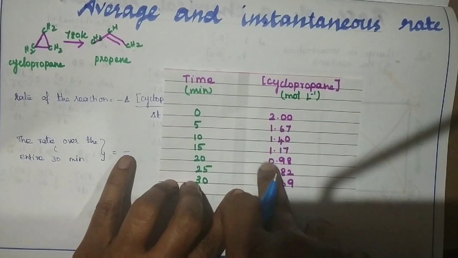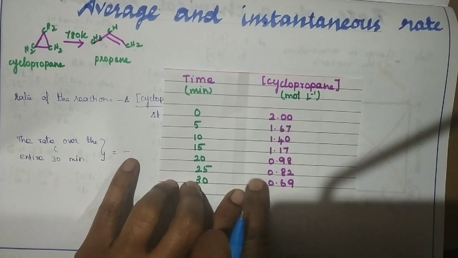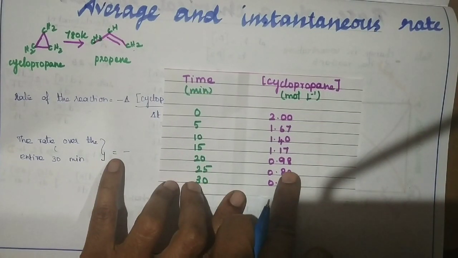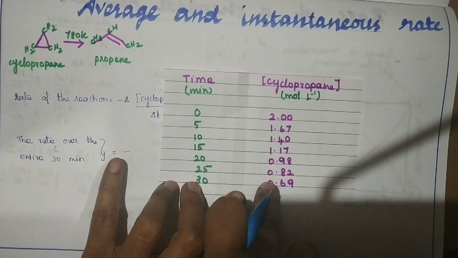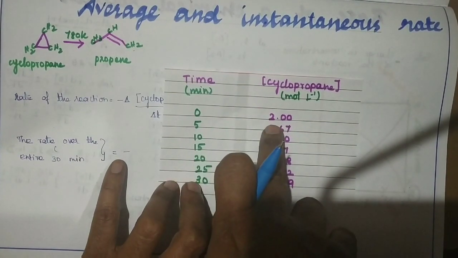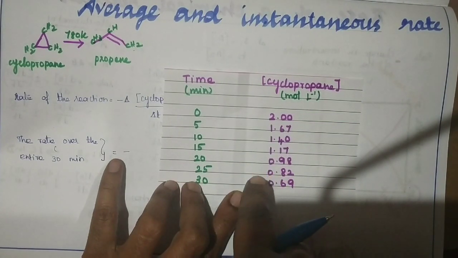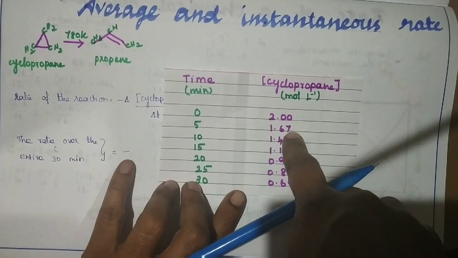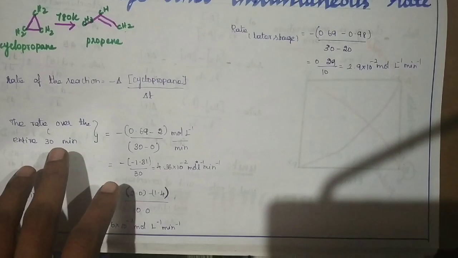Therefore, what about the change in concentration? Minus, 0.69 minus 2. Because at time 30 we get 0.69, and at time 0 we get 2. Why do we put minus here? Minus means here the concentration of the reactant decreases. Therefore, we put the minus symbol here.